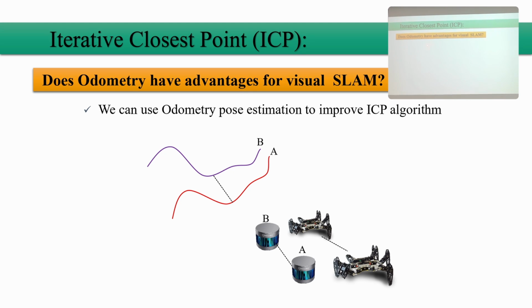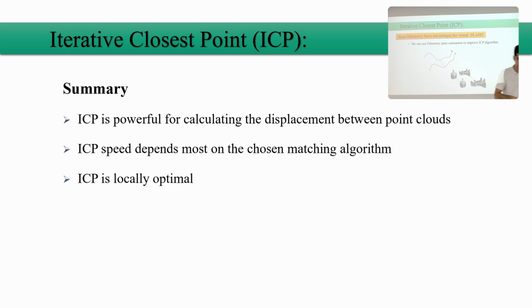The question is, does odometry have an advantage for visual SLAM to be used there? Of course it does. We can use odometry pose estimation to improve ICP by giving the knowledge of the movement of odometry to the visual odometry to improve it. But of course it can also calculate it itself, so if the robot moves from A to point B, this is the robot, I'd better put the LiDAR scanner on top of it, then it moves between two scans, and this odometry information can be helpful for me to also construct the map.